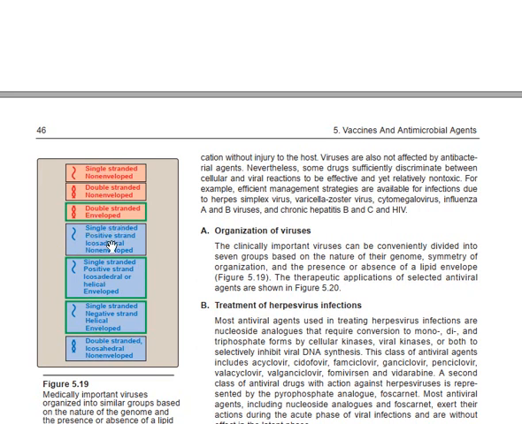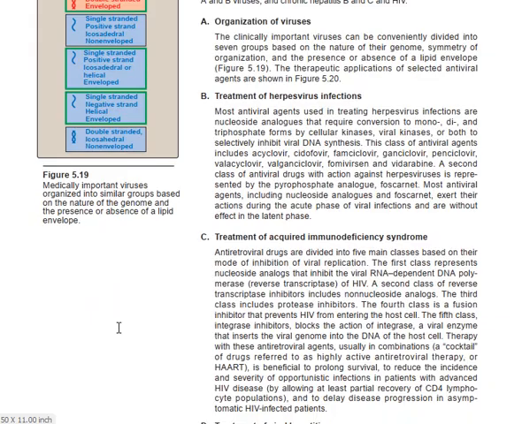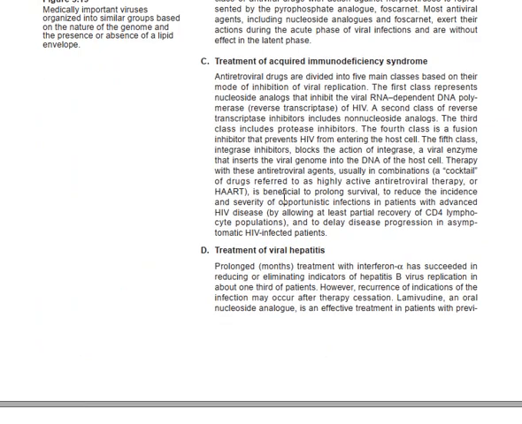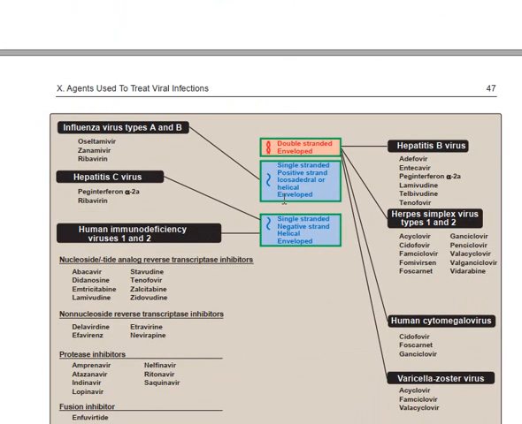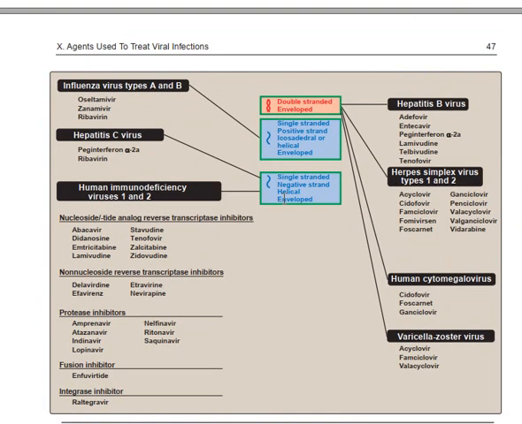Single-stranded positive strand, helical, non-enveloped. Single-stranded positive strand, helical and enveloped. Single-stranded negative strand, helical and enveloped. All these are medically related microorganisms. So now we have different antiviral agents which can be used. Is it clear? For influenza virus type A and type B.